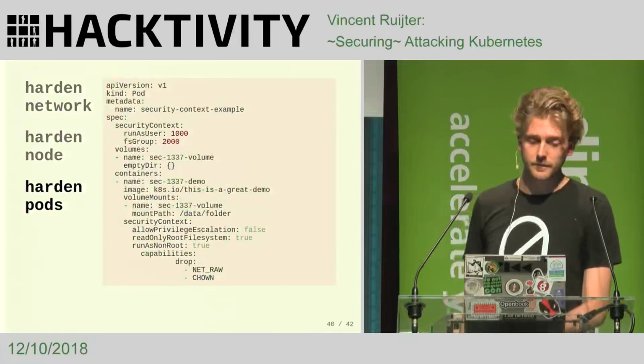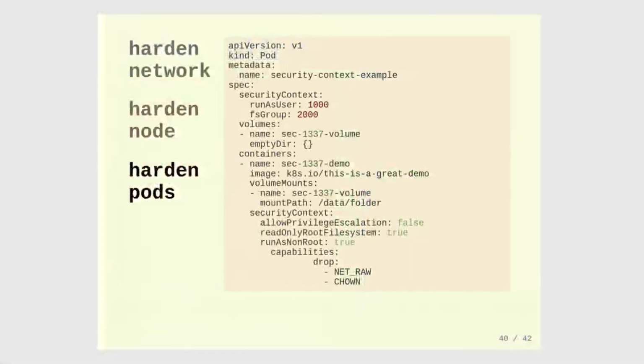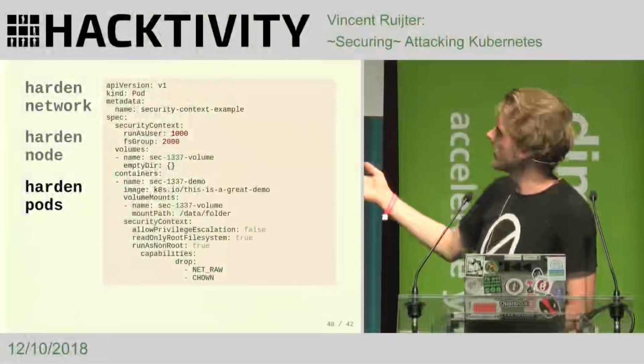This is an example of network policy. This is a security context example. I can say, okay, I run as user 1000. I have a nice volume set up. And in my security context, I say privilege escalation is not allowed. The file system is read-only because it would be weird if you would pwn a pod and then go up to the host and you have full write access. And I say run as non-root is true.